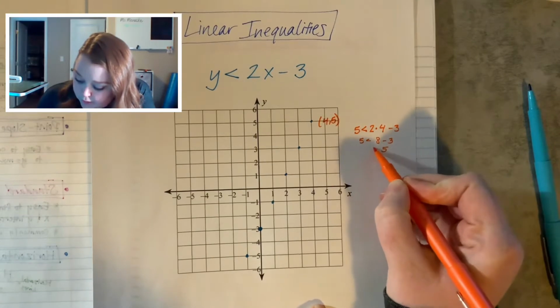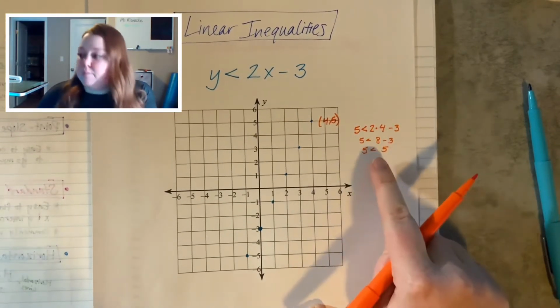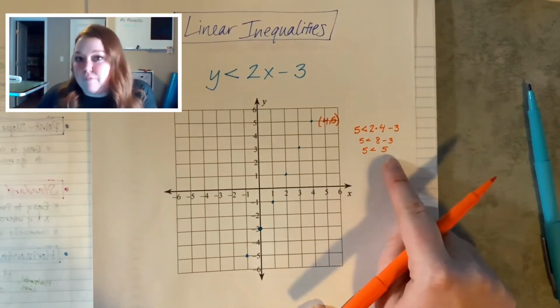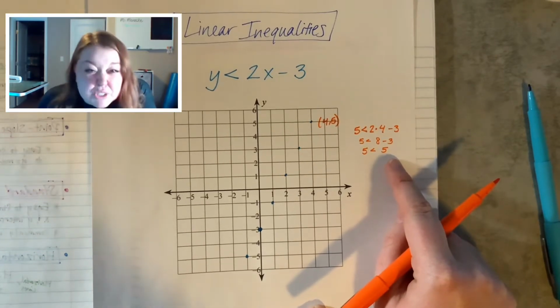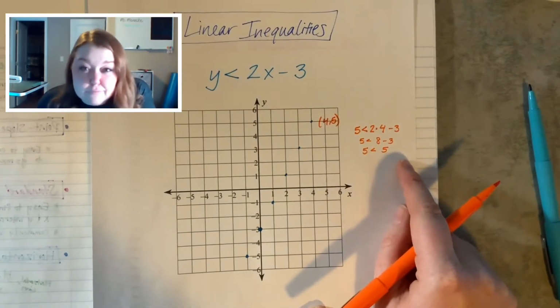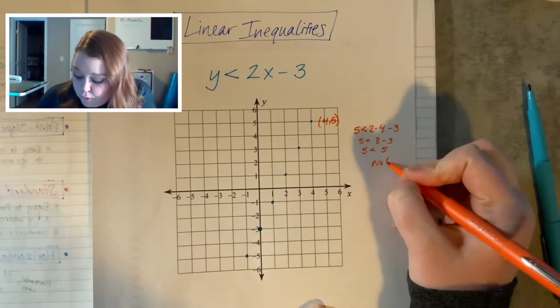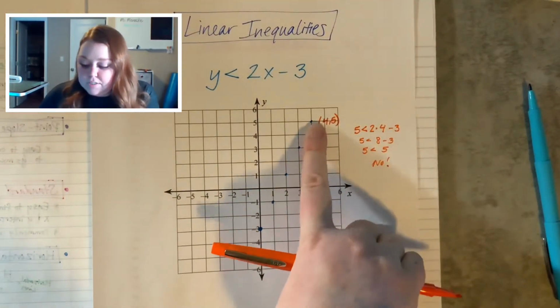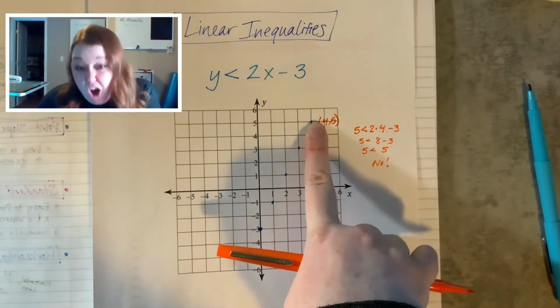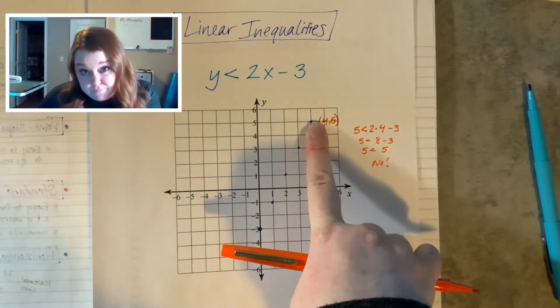8 minus 3 is 5. And I get this statement, 5 is less than 5. Is that true? Is 5 less than 5? No. So what that means is (4, 5) is actually not a solution.